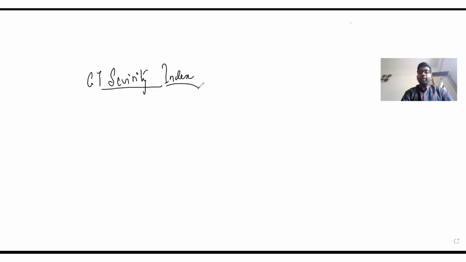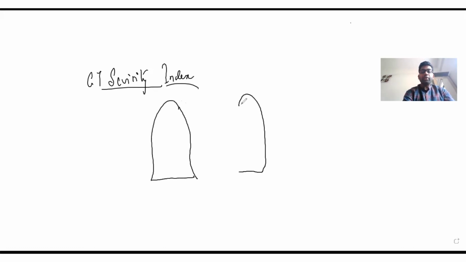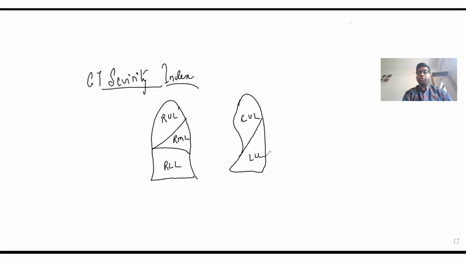How do we get a CT severity index score? To determine that, we have to understand that this is our right lung and this is, suppose, our left lung. The right lung is divided into 3 lobes and the left lung is divided into 2 lobes. The right lung has the right upper lobe, the right middle lobe, and the right lower lobe. Similarly, the left lung has only 2, the left upper lobe and the left lower lobe. The CT severity index determines the degree of involvement of each segment.